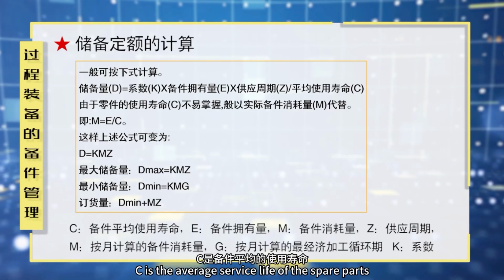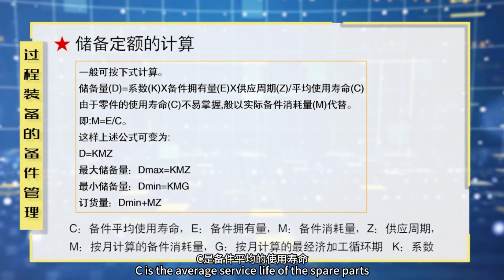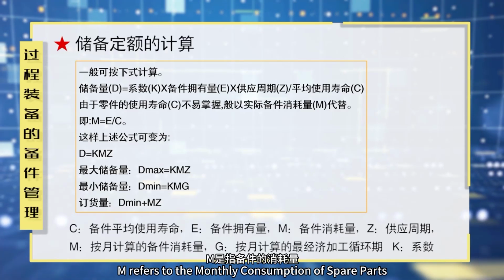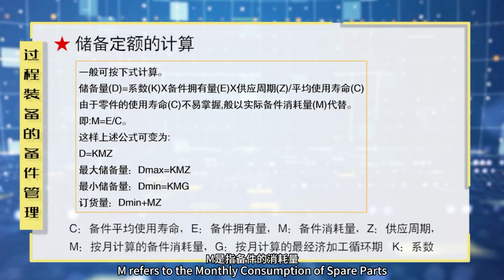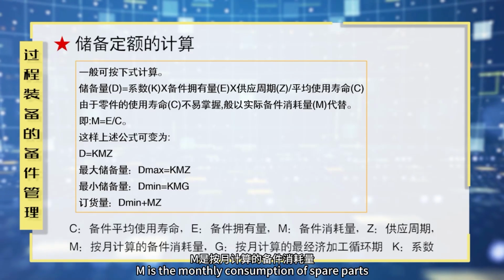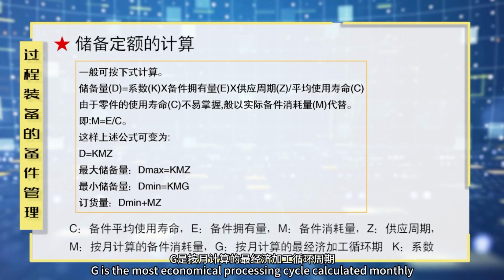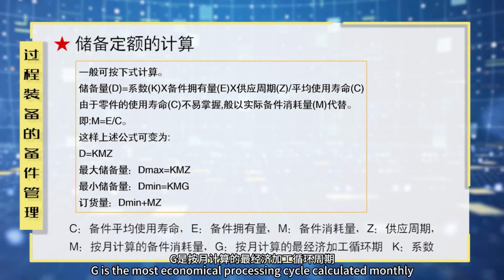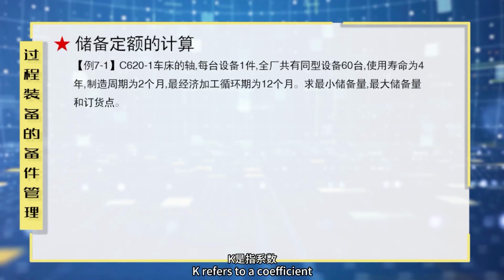C is the average service life of the spare parts. E is the quantity of spare parts owned. M refers to the monthly consumption of spare parts. Z is the supply cycle. G is the most economical processing cycle calculated monthly. K refers to a coefficient.